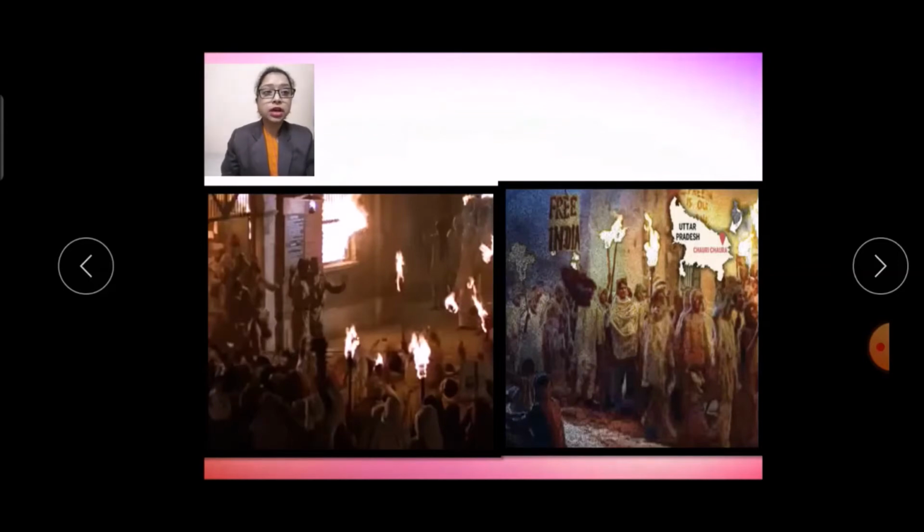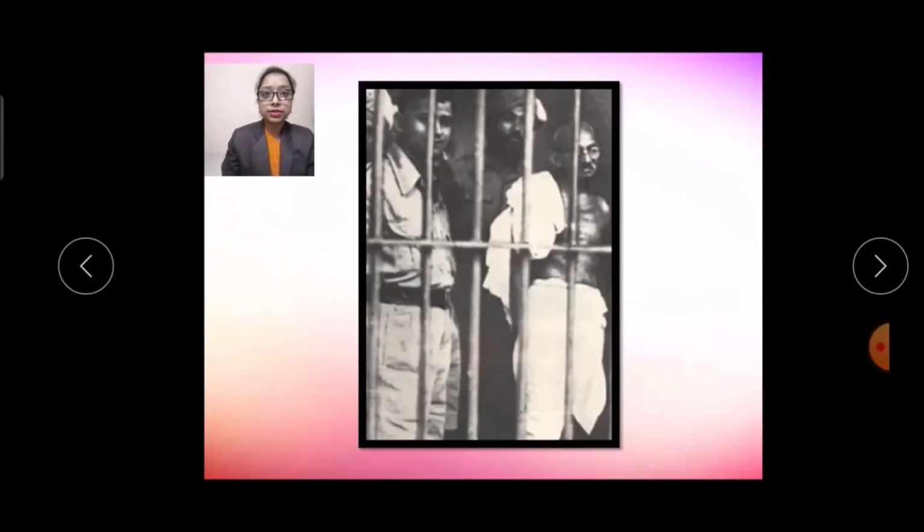And again Gandhiji was arrested by the British and put in prison. Prison means jail. So Gandhiji was again arrested and put in jail by the British.